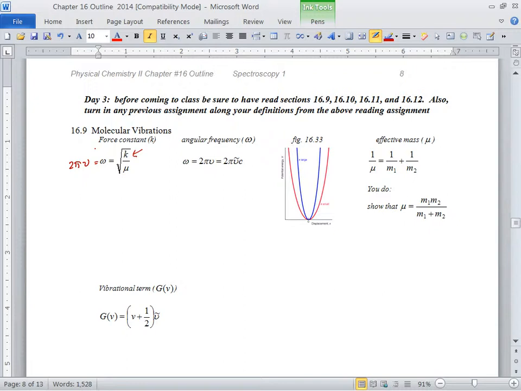Okay. What if I put a smaller mass on there? What will happen to the frequency? No, I didn't change the K. So all I did is I popped off one mass and put a lighter mass on there. The math says what's going to happen. Because then the bottom's getting bigger. This is a smaller mass.